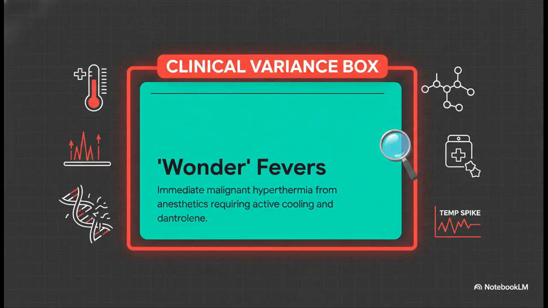Now there's a singular low-frequency variable here, the 5th W, wonder fevers. These totally break the standard chronological rules. The scariest example is malignant hyperthermia. This presents directly after giving anesthetics like halothane or succinylcholine. You'll see severe rigidity, massive temperature spikes, and metabolic acidosis. It requires immediate recognition, active cooling, and dantrolene. You completely ignore the standard calendar.